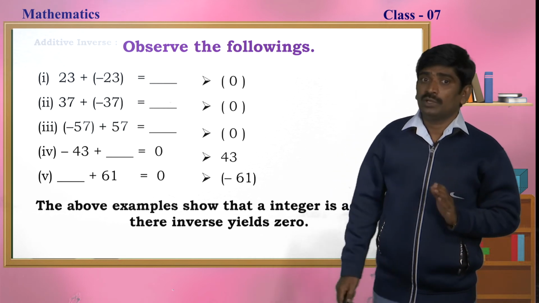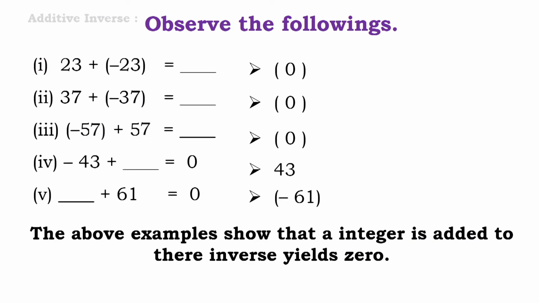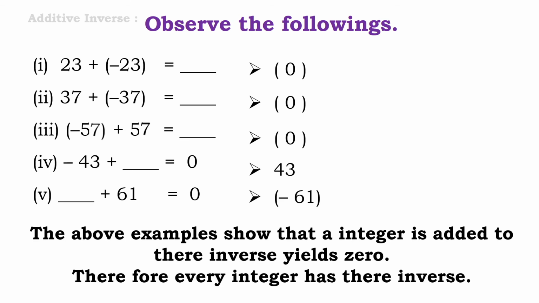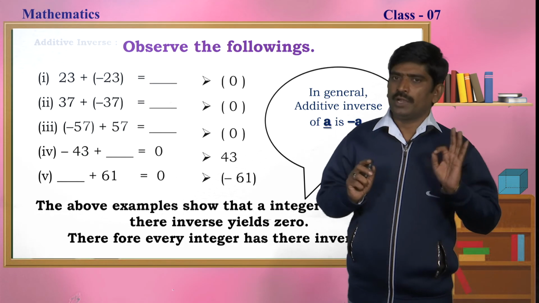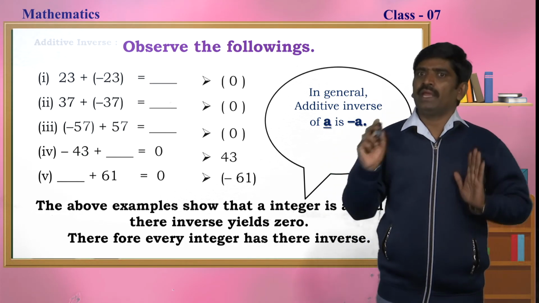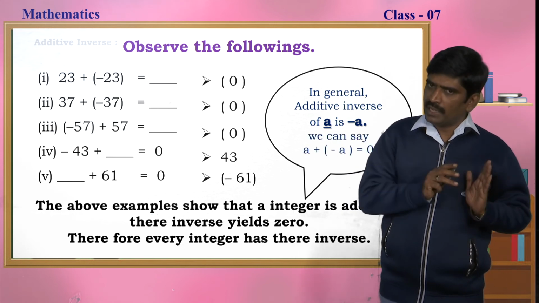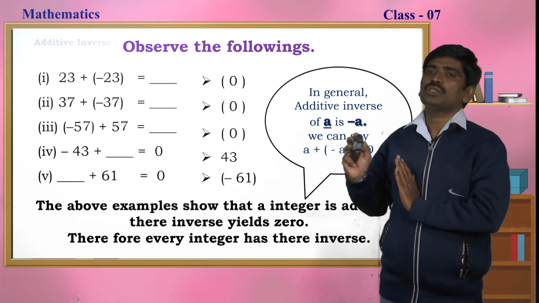Okay. Next, the above examples show that when an integer is added to its inverse, we get 0. Therefore, every integer has an inverse. In general, the additive inverse of a is minus a, and we can say a plus minus a is equal to 0. Next, students, in this second session we discussed the properties of addition and subtraction of integers. Dear students, next we go to solve exercise problems.